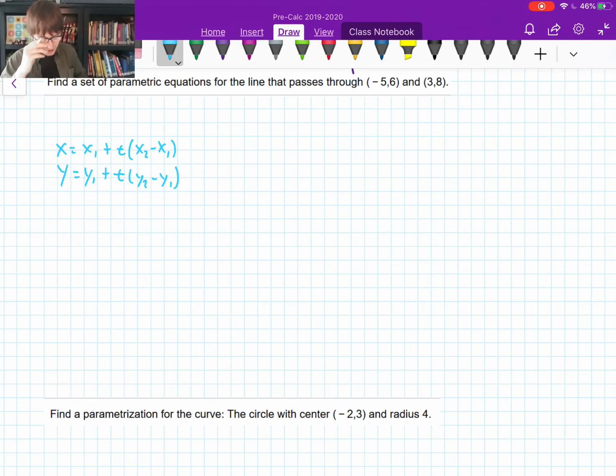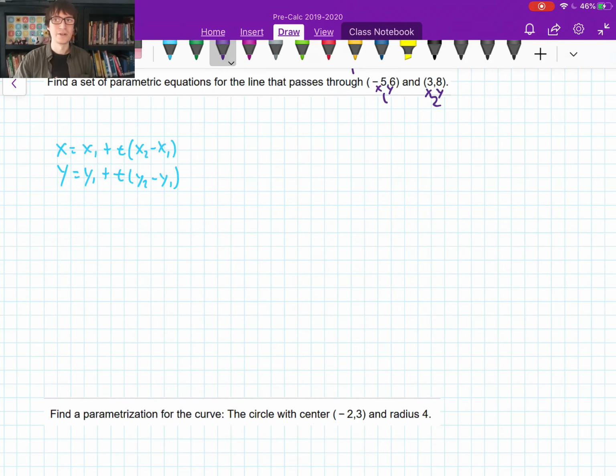So this is our equation. All we've got to do is just plug and chug, and we'll have our parametric equation. We've already gone over how the equation works. So let's label this point 1. This is point 2. This is x and y.